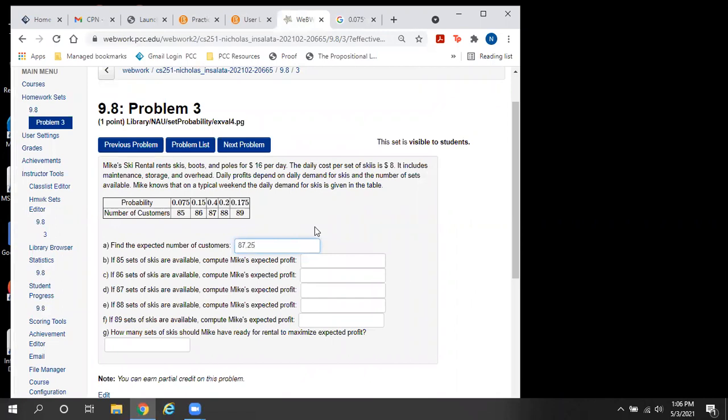Okay. And that's sort of the main thing that we're going to learn today from section 9.8, which is about the expected value. The basic idea is there's a bunch of different categories of things that can happen. To get the expected value from what may happen, you take the outcome from each situation multiplied by its probability and add them all together, right? Which is what we did here. We just multiplied the probability times the number of customers and added all those up. And here's the expected number of customers, right?